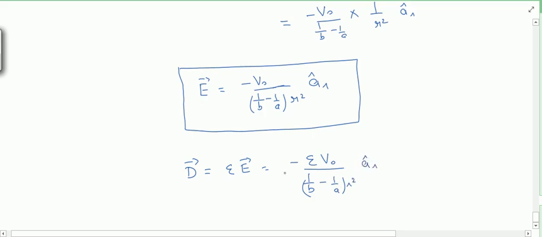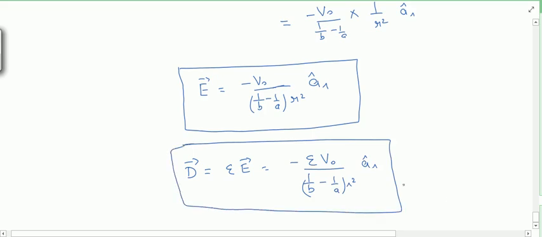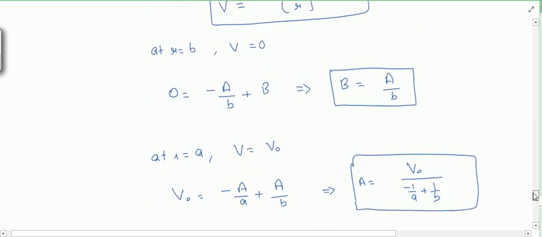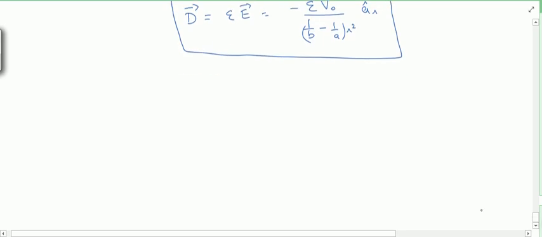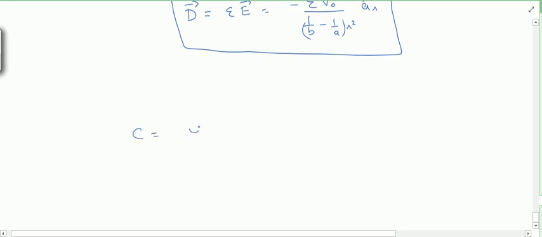a_R cap. And after finding V, E and D, you have to find the C_AB, that is the value of capacitance between those A and B spheres. For capacitance value, what was the definition of capacitance? It was charge divided by potential between the plates or the surfaces. So Q by V_AB. V_AB is nothing but we have just found. And what will be Q?